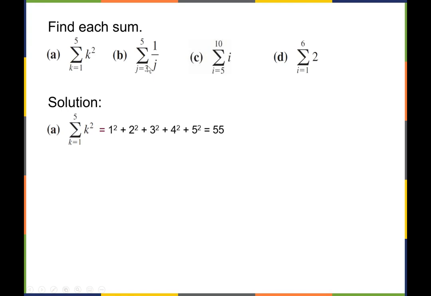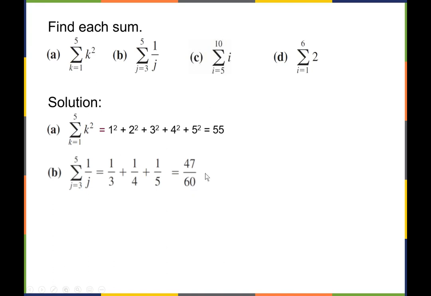Let's look at the next one. This one starts at a different value, and it has a different index. It doesn't have k this time. That's okay. You can actually use any index you want. So this one goes from j equals 3 to 5. Our first value is 3, and our last value is 5. So that's 1/3 plus 1/4 plus 1/5. Get some common denominators, add some things up, maybe use the scientific calculator. You come out with 47/60.